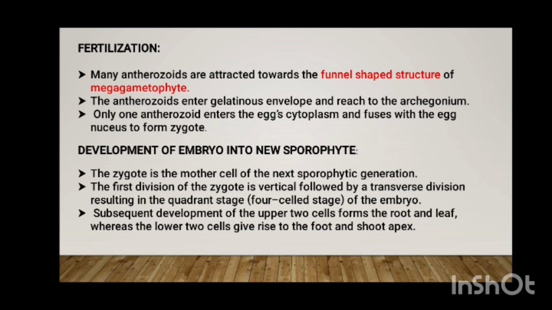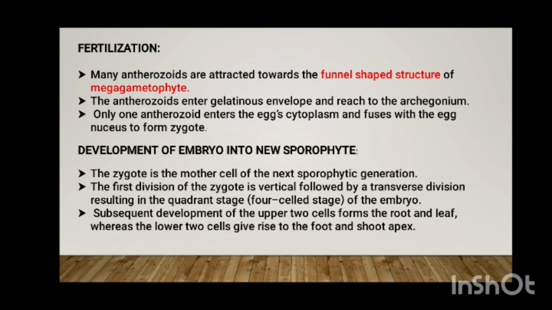Fertilization. Many antherozoids are attracted towards the funnel-shaped structure of the megagametophyte. The antherozoids enter the gelatinous envelope and reach the archegonium. Only one antherozoid enters the egg cytoplasm and fuses with the egg nucleus to form the zygote. Development of embryo into the new sporophyte. The zygote is the mother cell of the next sporophytic generation.